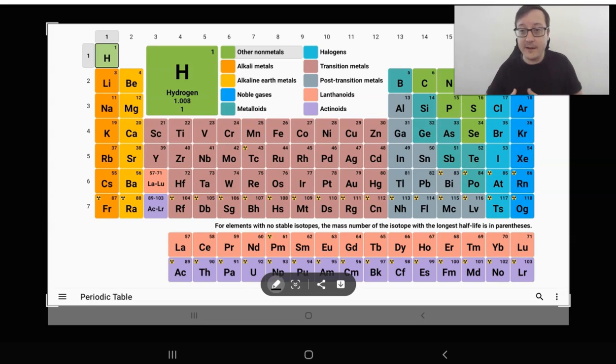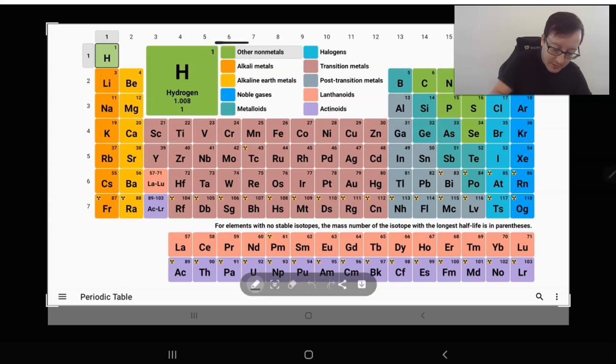Let's take a look at the periodic table, with my head blocking the top right corner, but that's all right. There are lots of things we can get out of this periodic table. Typically we're looking at two numbers and a symbol within a particular element. For example, hydrogen here. We have that atomic number.